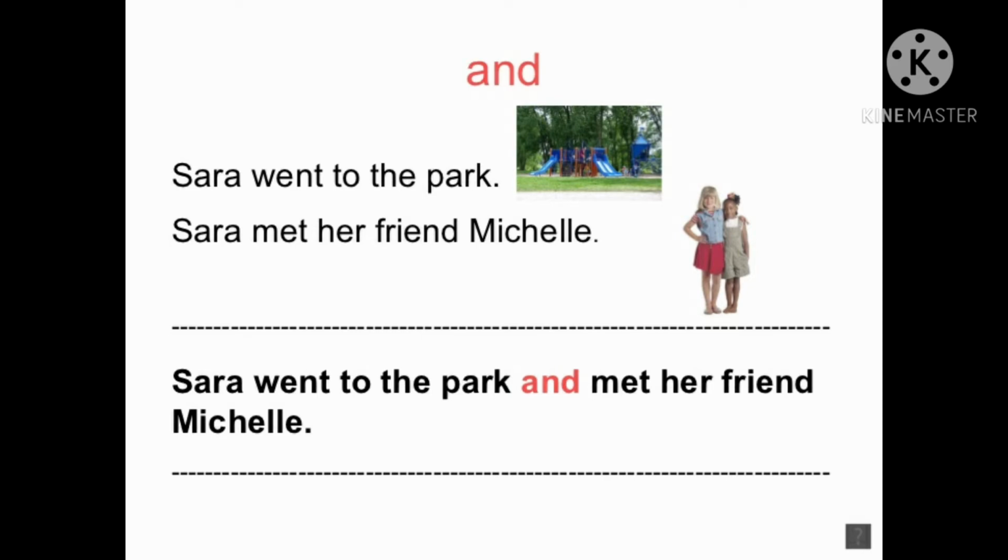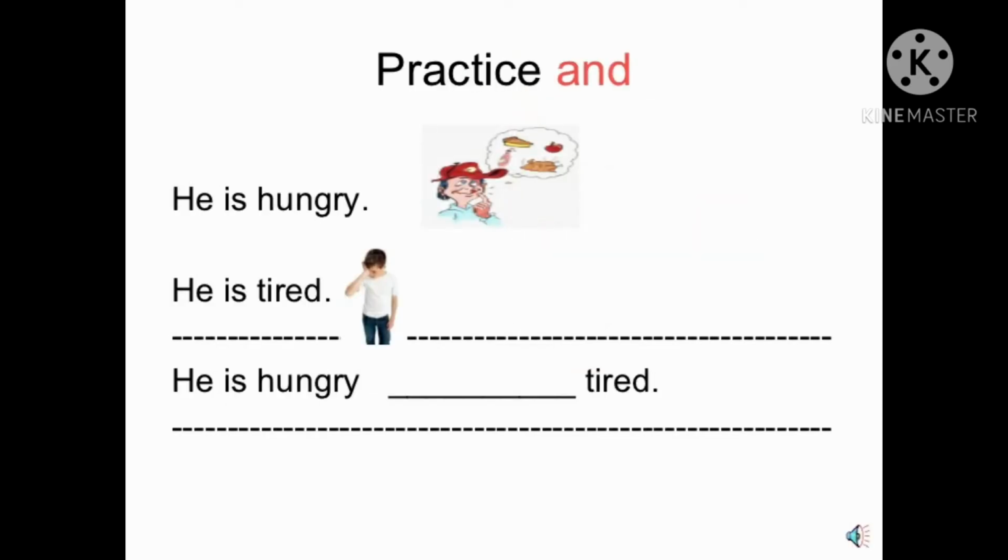Now we will see the next one. He is hungry, he is tired. Both the sentences have a similar idea. Now how will we write it? He is hungry and tired.